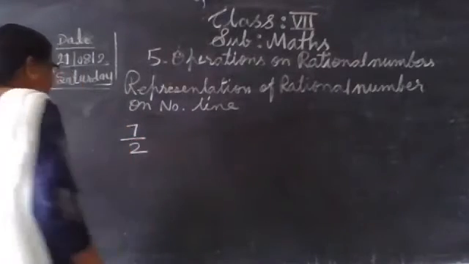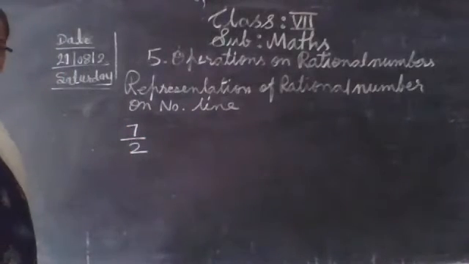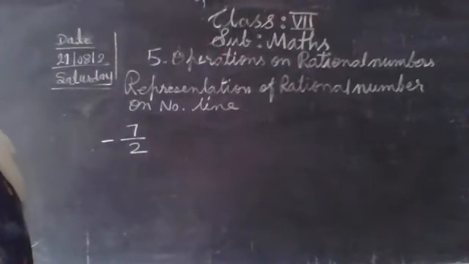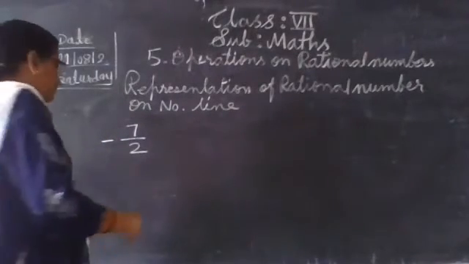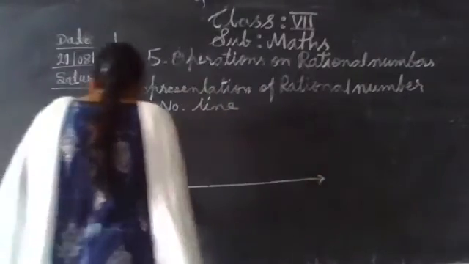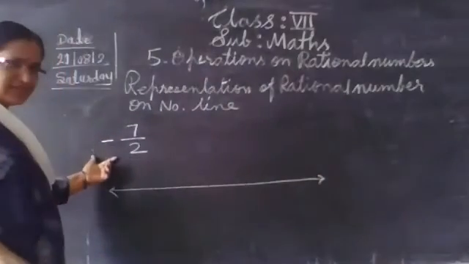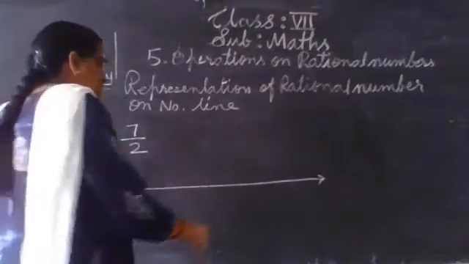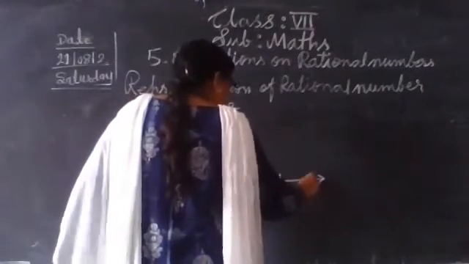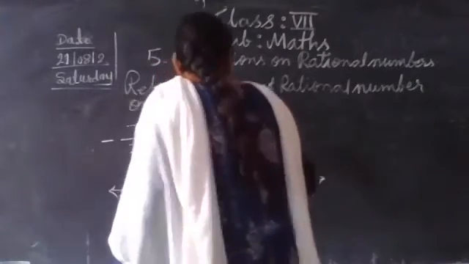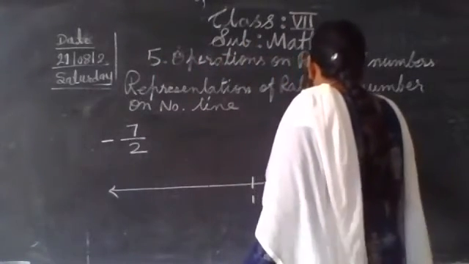Seven upon 2. Okay, let's see minus 7 upon 2. See beta, it is a negative number. That's why we make the negative integers. So we will start from 0 here and 1. Okay, so divide 7 by 2, what do you get?